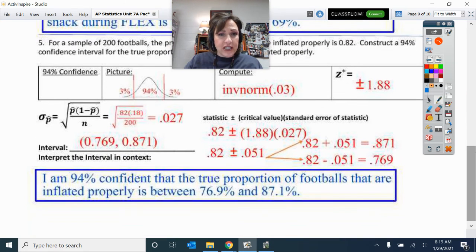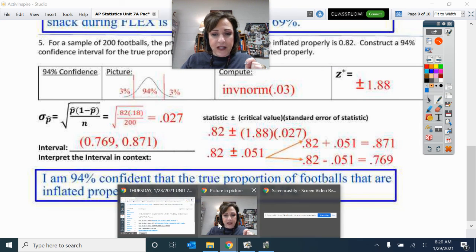Next, 94% confidence, but I had a 200 sample size, so that was good. See how much difference this sample size makes? 94% confidence that the true proportion of footballs that are inflated properly, Super Bowl's coming up, I wonder if my thought process on this context had to do with that, is between 76.9% and 87.1%. See, look, that's only a range of like 10. A couple of reasons, one of which is the higher sample size. Okay, so there's the end of going over your assignment and reflecting upon that.